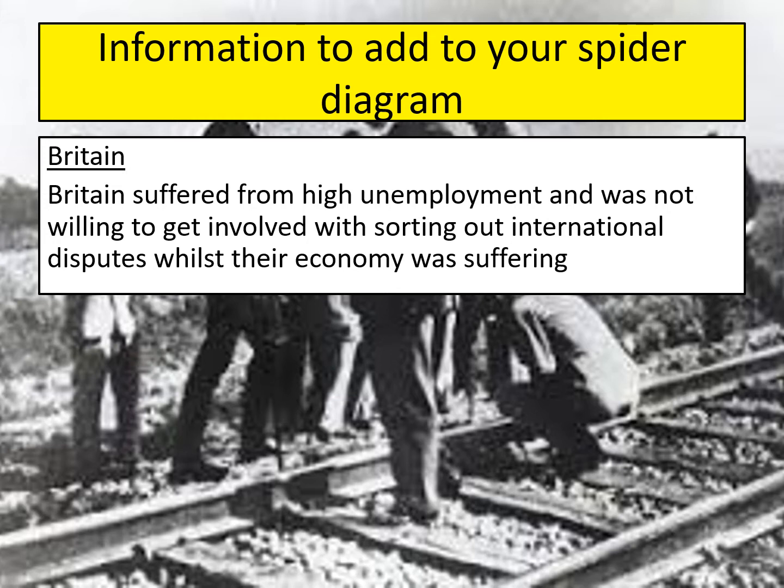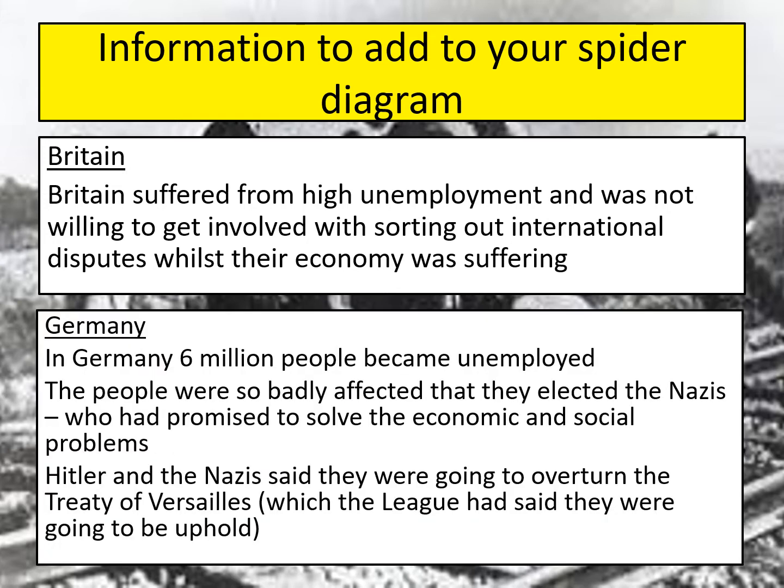Okay. Once you've done that and you've written about Britain, you also then want to write about Germany and how Germany was affected. Now, Germany was really badly affected because of those Dawes plans that you made notes on before, where Germany had received an 800 million mark loan from America, and America then pulled all that money back when the Great Depression hit. As a result, in Germany, 6 million people became unemployed. And the people were so badly affected and so desperate that they voted for the Nazis and Hitler, because Hitler promised to solve all of their problems and give them work and bread.